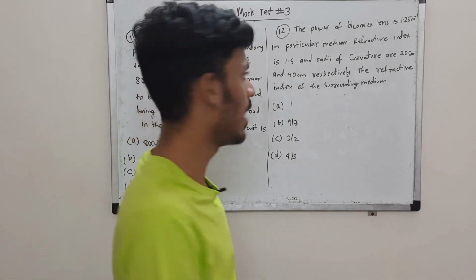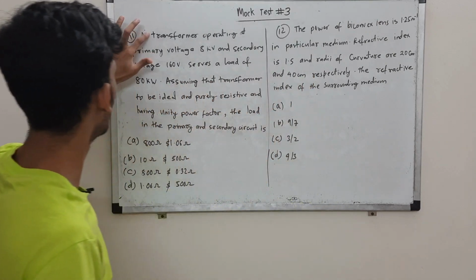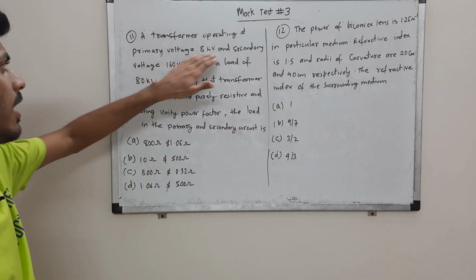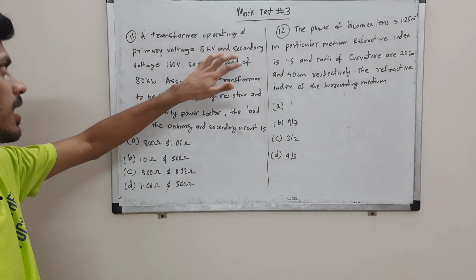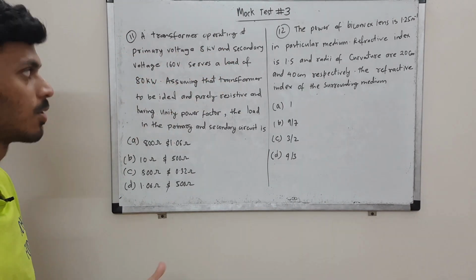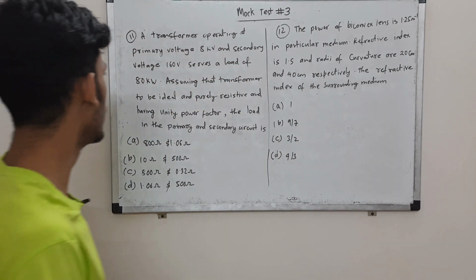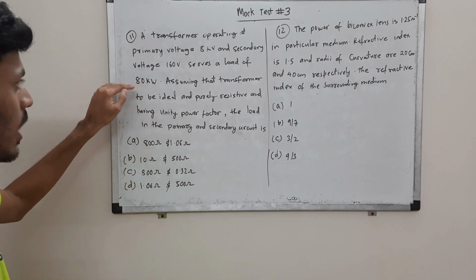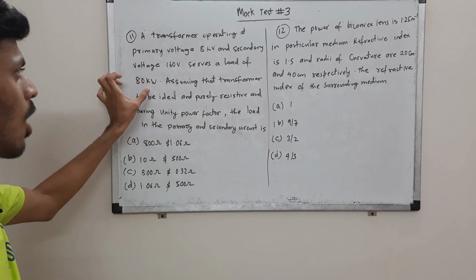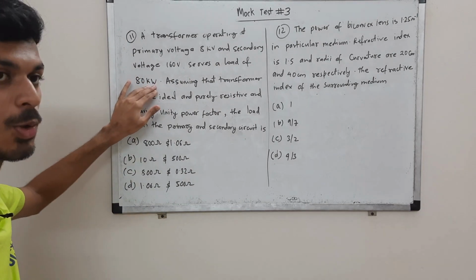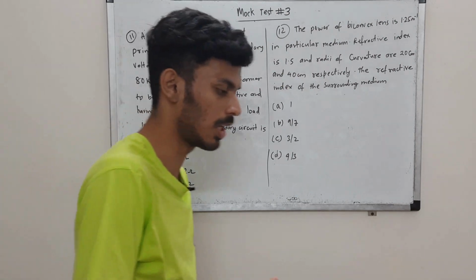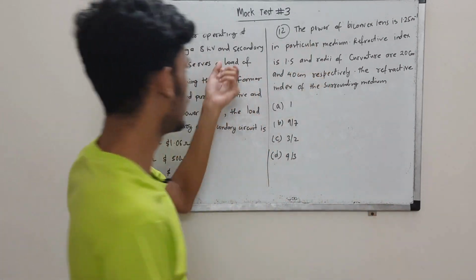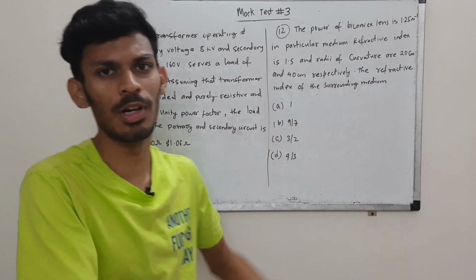So question 11 and 12 over here. In question 11 we have a transformer which is operating at 8 kilovolts. This is primary voltage, and secondary is 160 volts. So it's a step down transformer, and it serves a load of this. Basically this is output power, you can make it out from the unit. It is 8 kilowatt, that is power on the load side. Load meaning the output resistor.